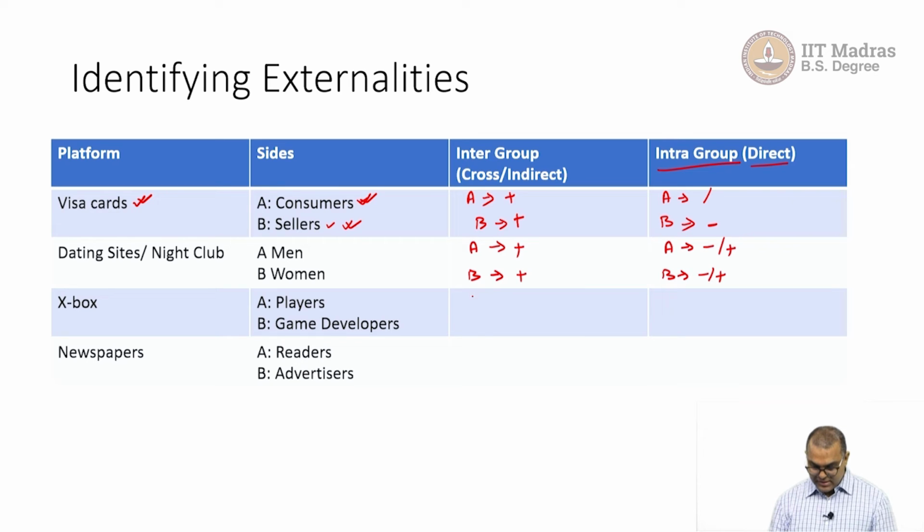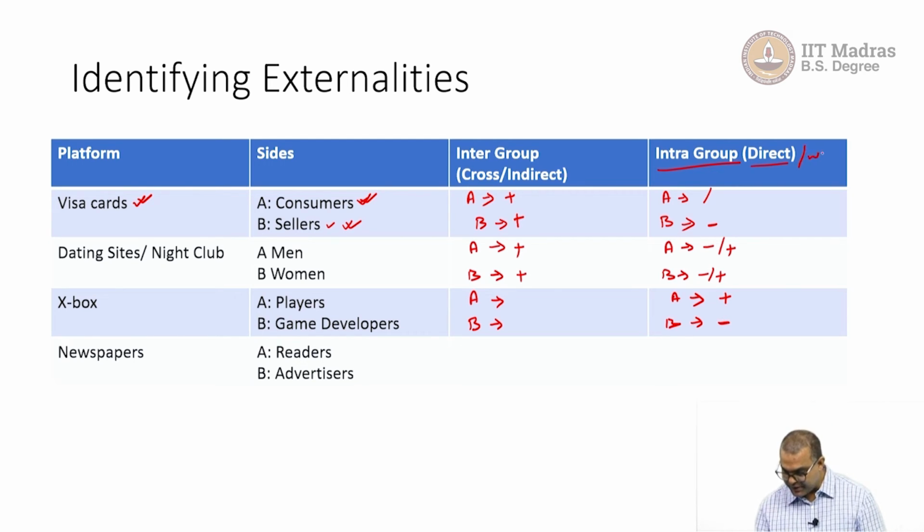Similarly for Xbox, if there are more players, you have more players to play with, so it is positive. For game developers, the intra-group effect, we can also call it the within group effect, is negative because there is more competition. And if there are more players, it's better for game developers, and if there are more game developers, it's better for players. So it's positive.